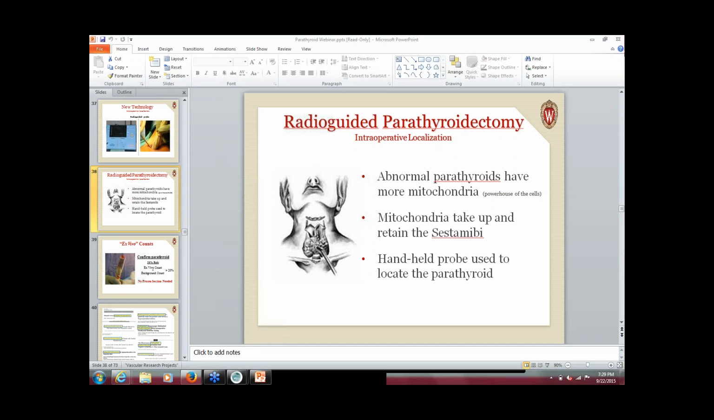So I think to summarize this portion, what do we need to consider before surgery? So is a diagnosis right? Because surgery is the only cure for primary hyperparathyroidism.